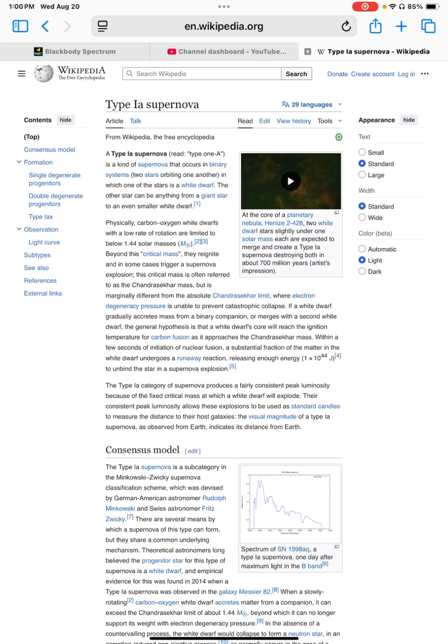If a white dwarf gradually accretes mass from a binary companion or merges with a second white dwarf, the general hypothesis is that the white dwarf core will reach the ignition temperature for carbon fusion within a few seconds of initiation of nuclear fusion. A substantial fraction of the matter in the white dwarf undergoes a runaway reaction, releasing enough energy to unbind the star in a supernova explosion. So I was correct.